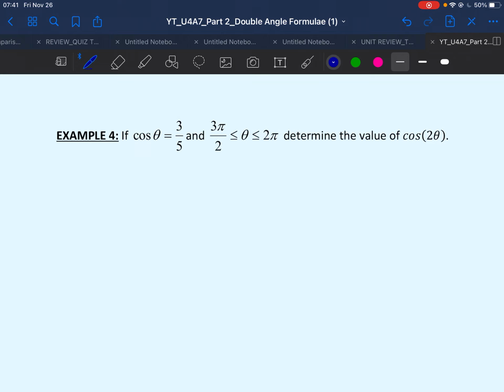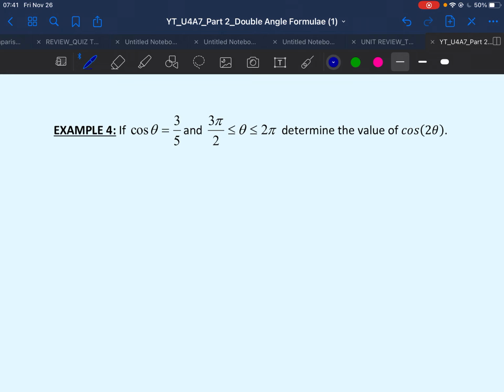Now let's move on to the next exercise. In the next exercise, we are given cosine theta is 3 over 5, and we're told that angle theta is between 3 pi over 2 and 2 pi. Our task is to find cos 2 theta.